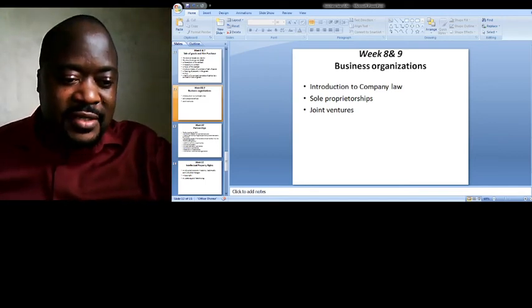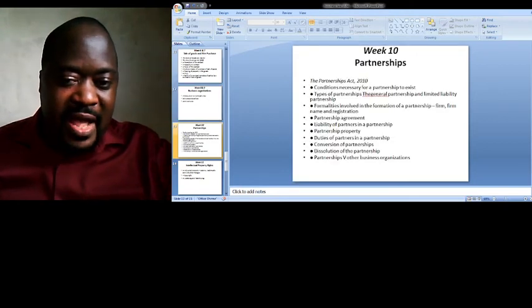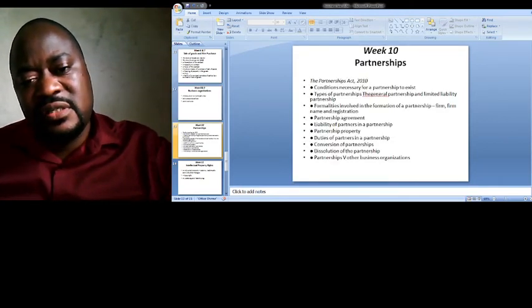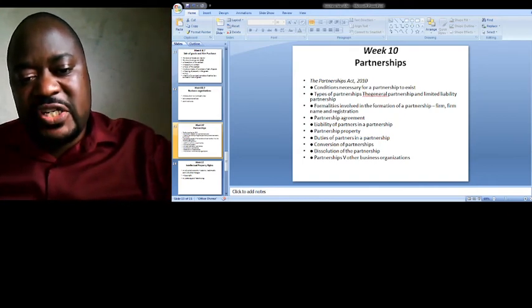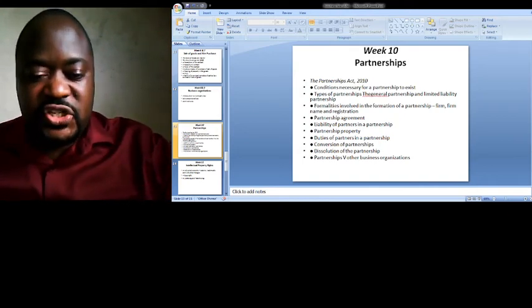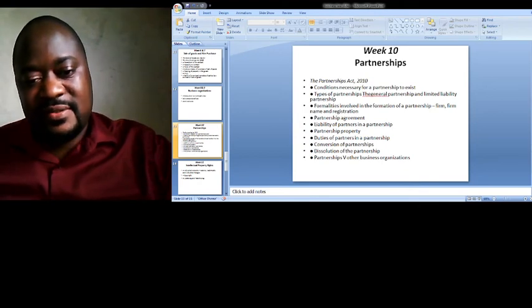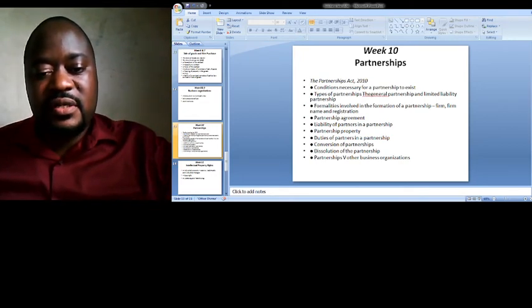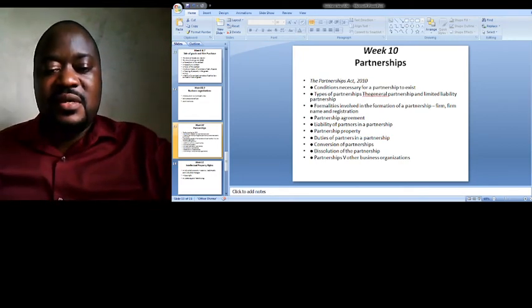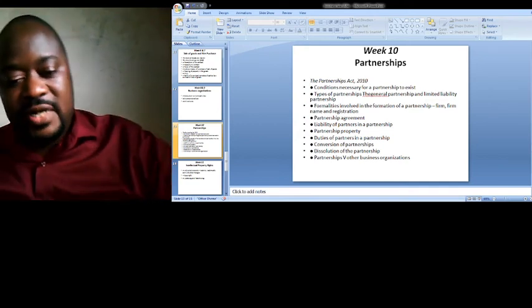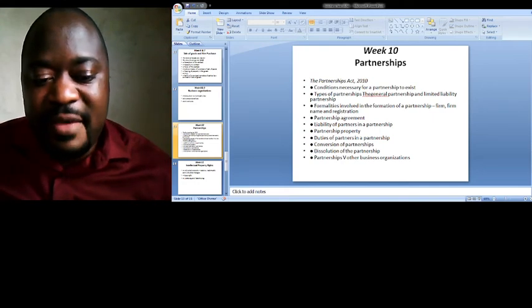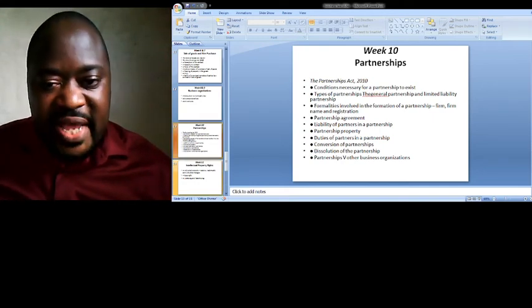We'll look at them. And then in our week 10, it is important for us to delve into partnerships. What is a partnership as a form of business? We'll look at the different types of partnerships, how they are formed, the duties of partners, and how partnerships come to an end. And we'll also compare partnerships with other business organizations.